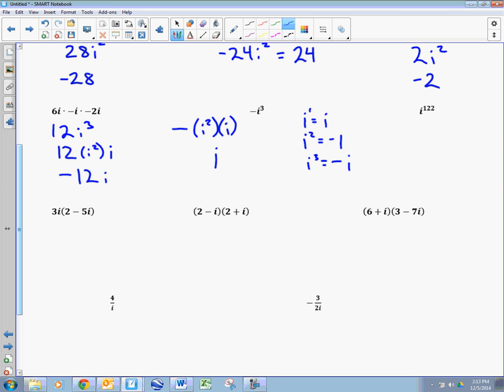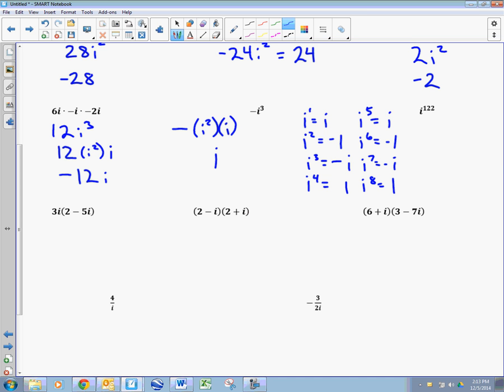i to the fourth is i squared times i squared, which is 1. i to the fifth is i to the fourth times i. What's i to the fourth times i? i. So you can see it starts over again, doesn't it? So i to the sixth, very good, would be negative 1. i to the seventh would be negative i. i to the eighth would be 1.